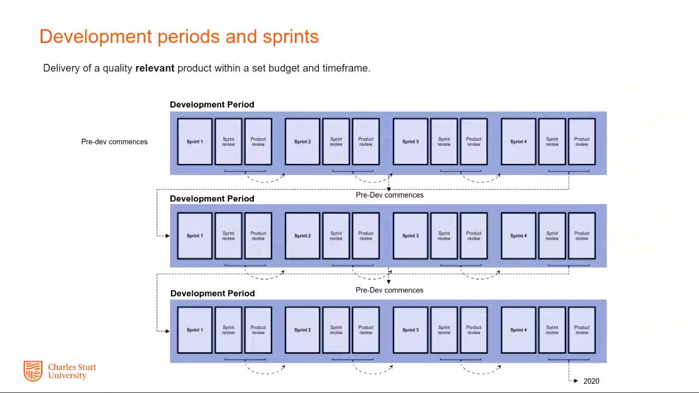So for us at Charles Sturt University, each development period or semester is divided into 4 sprints. So we run 3 semesters a year, and each one of those is divided into 4 4-week sprints. And product development is contained within those 4 weeks. So again, 3 semesters, 3 development periods consisting of 4 development periods each.